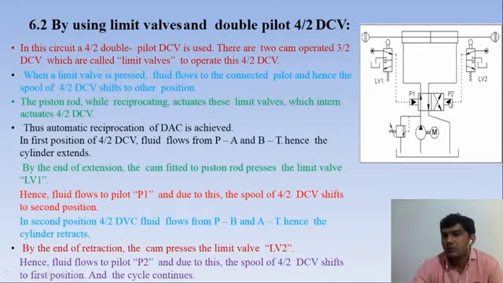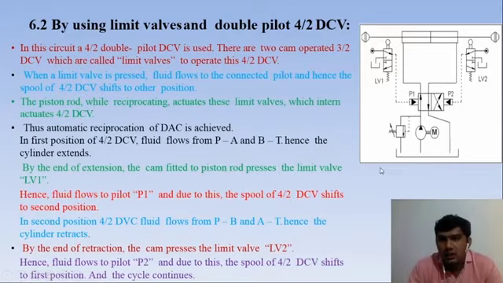So the direction of fluid will be changed. In the second position, fluid will be passed from the pump to port B and from port B to the right hand side. At the end of the stroke, this rod will touch the second valve. Here it will operate the direction control valve, and fluid will be passed from this valve to pilot P2, and P2 will apply the force, and the spool will be shifted. So by using the limiting valve and double pilot 4 by 2 direction control valve, we can create automatic operation.